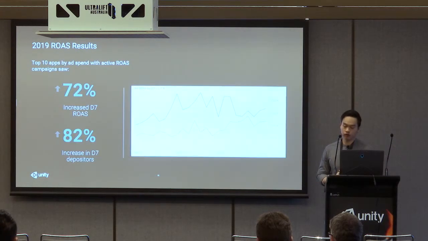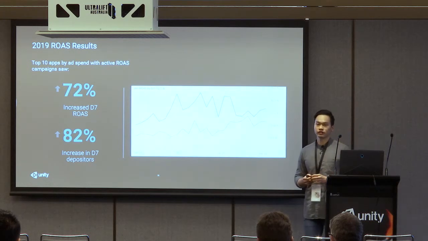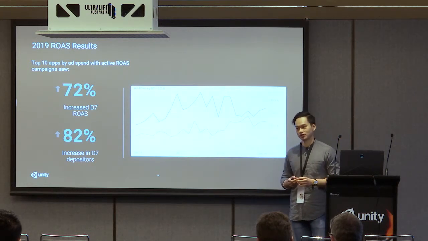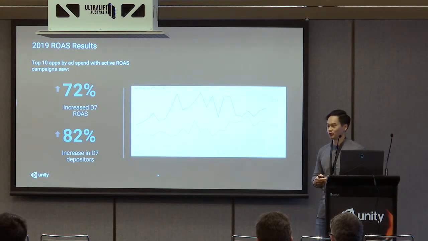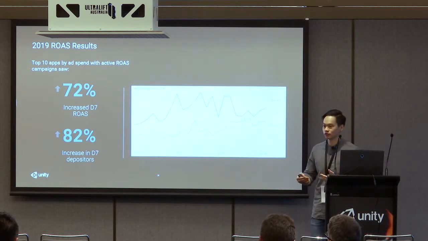Same thing for ROAS: for the top 10 apps, we saw a 77% increase in D7 return on ad spend, which is great. And we saw an 82% increase in day 7 depositors. So what's a depositor? It's basically just someone who decides to do an IAP purchase. So they saw an increase in the number of players who actually wanted to do an IAP purchase.